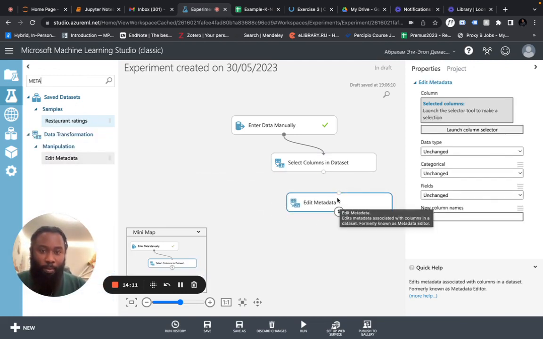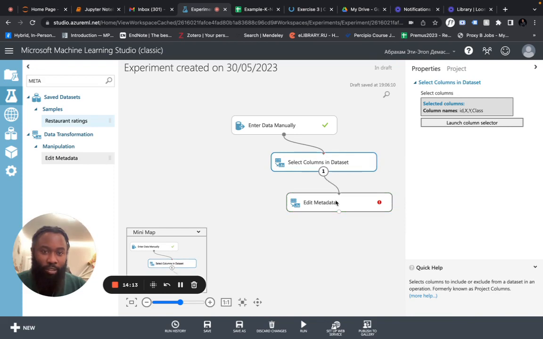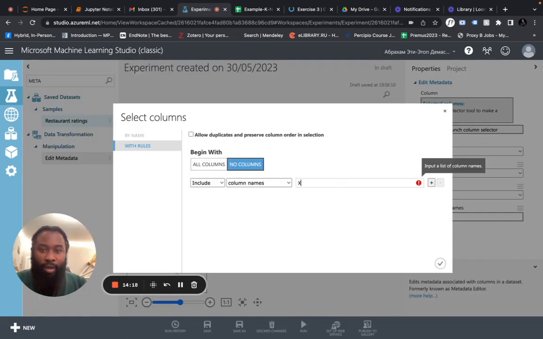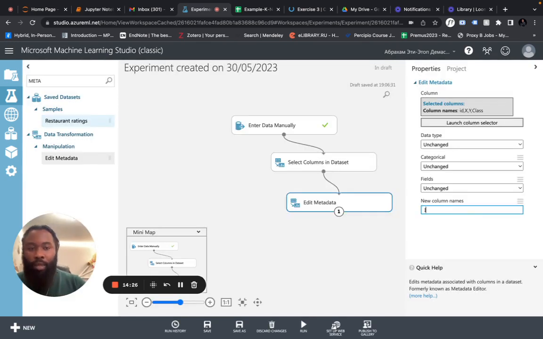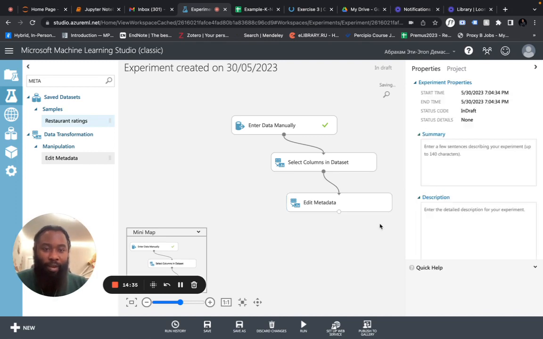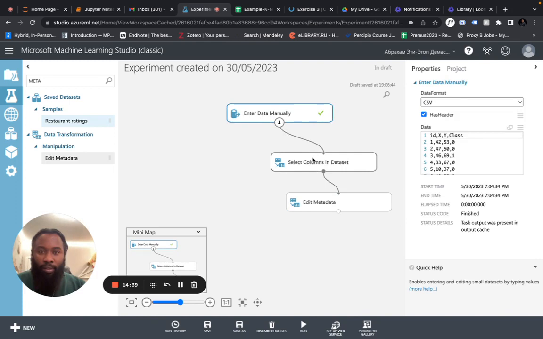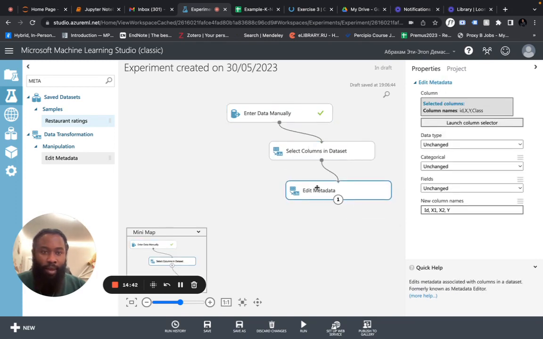This metadata component allows us to change the names of the fields. So let's launch. Yeah, okay, I have to do ID, X, Y, and class. All right, so I'm going to put new column names. This is going to be ID, X1, X2 is a second feature, Y is our class. Perfect. All right, so we have this, our data entered manually.